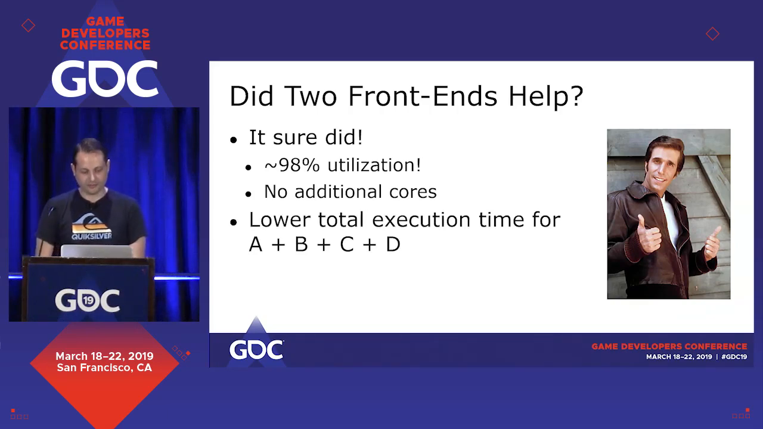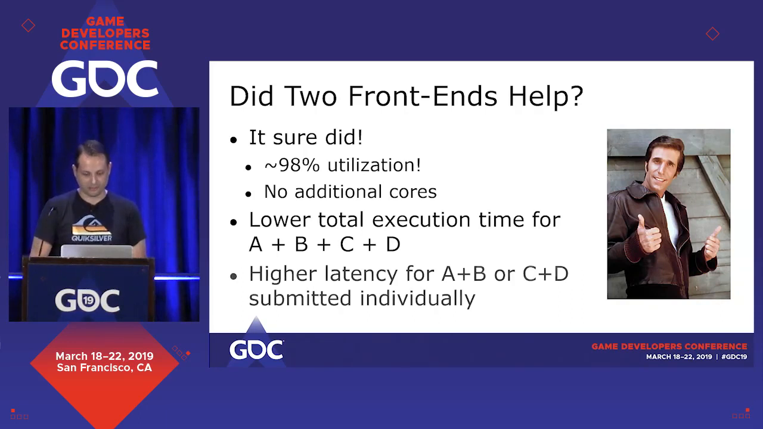So basically what we got here is the total execution time of completing A plus B plus C plus D was lower than what we would have if we were to submit those all sequentially on one command processor, which is cool. So that second command processor helped us get that higher throughput and basically give us a lower total time of execution. But the one drawback is that we did have higher latency if you were to look at just A plus B or C plus D individually, right?